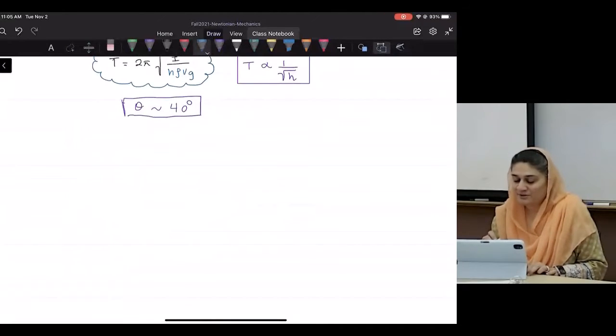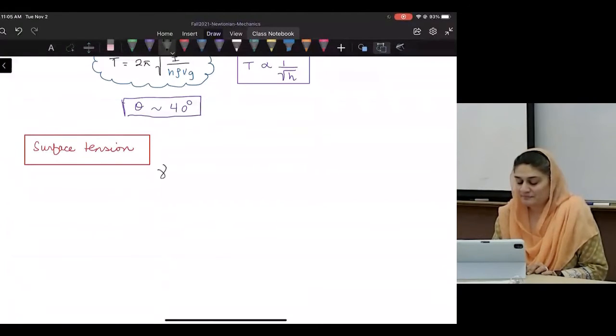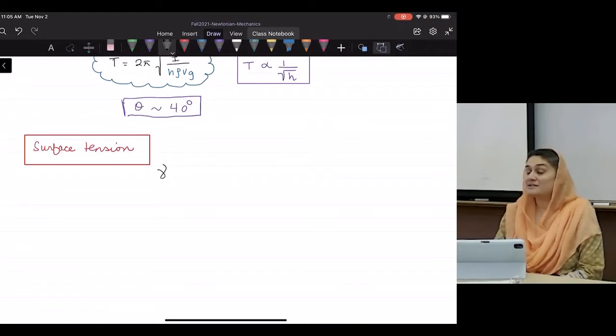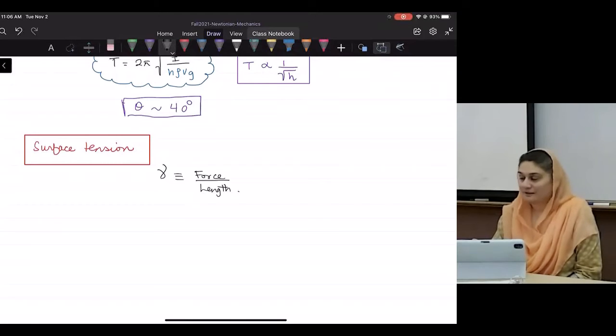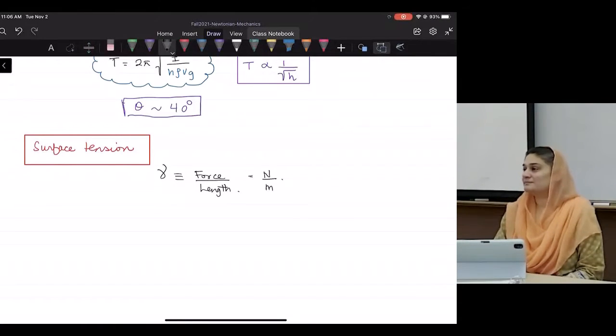Remember I said we were going to do surface tensions? What was surface tension defined as? That fancy gamma? And I said surface tension is not a force, just like pressure is not a force. What is surface tension? We defined it as F over L: surface force over the length along which it acts. So this is not a force, it is newtons per meter. Always remember that.